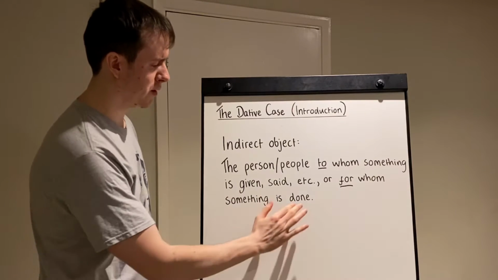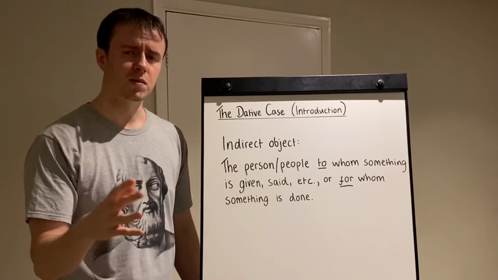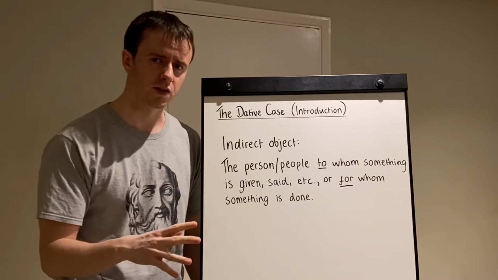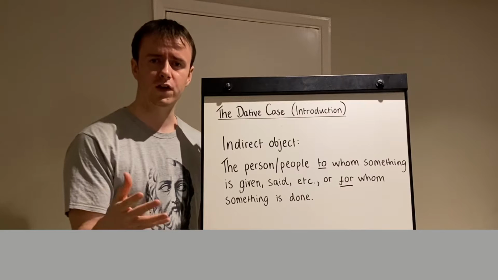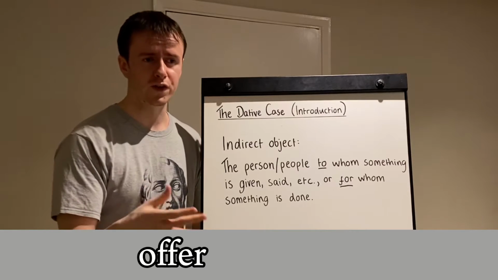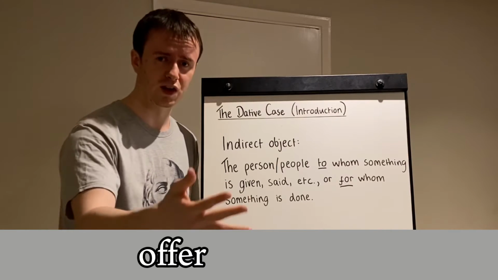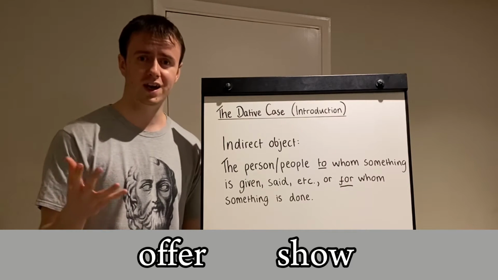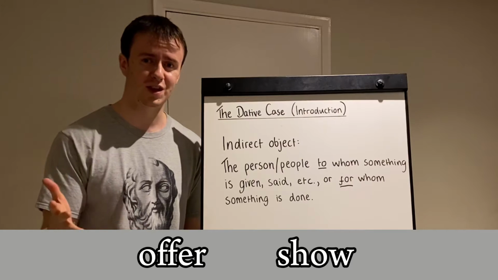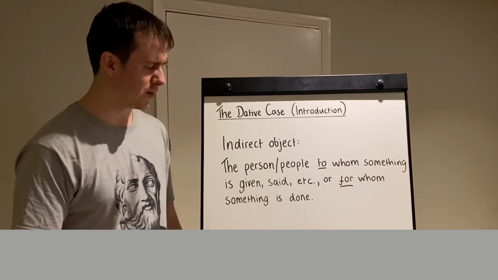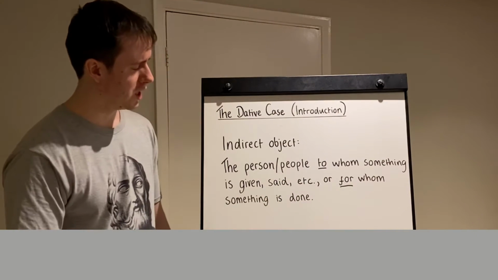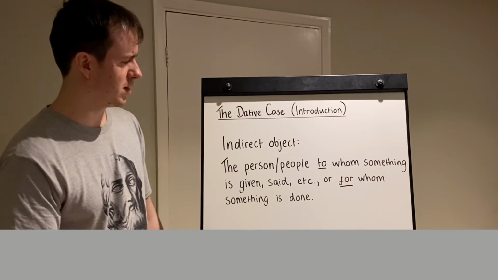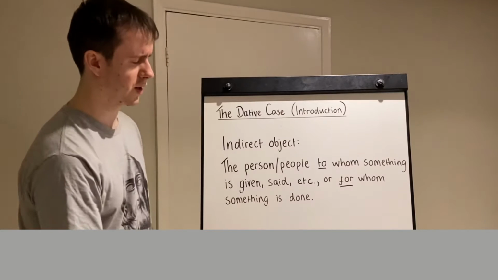Now you might wonder, what do I mean by etc.? There are some other verbs where we would also say "to someone" in the same sense. This includes verbs like the verb "to offer". If you offer something, then you offer it to someone. Similarly, the verb "to show" would also take an indirect object because you show something to someone. So that's what I mean by etc. there. Now let's consider an example where the indirect object is the person for whom something is done.